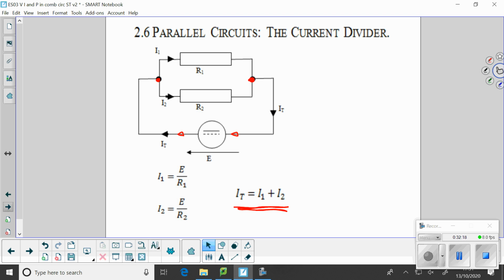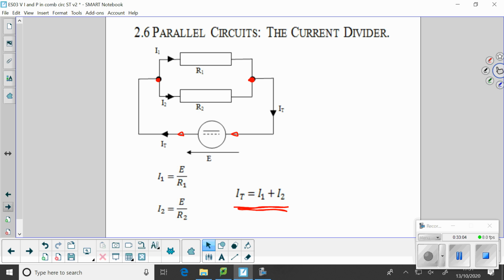When you look here, this current splits into two currents, and here it comes back together into one current again. That's why IT, this supply current, must equal I1 plus I2 in a parallel circuit. If the two resistors are the same value, you'll get the same current through both, but not if they're different. More current would go through the smallest one, because they've got the same voltage across them.